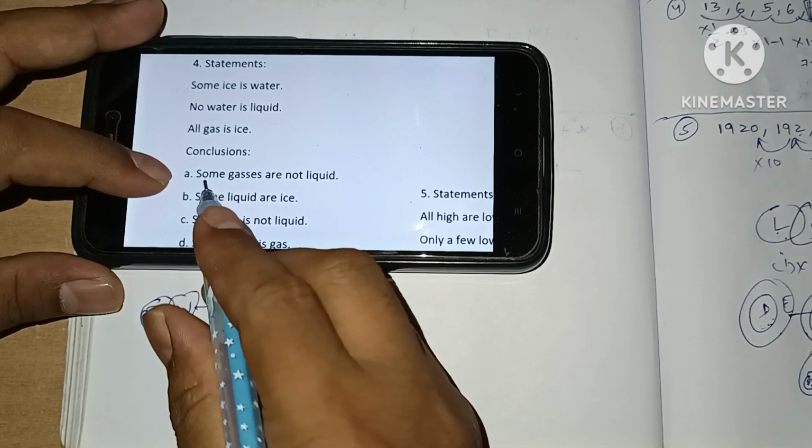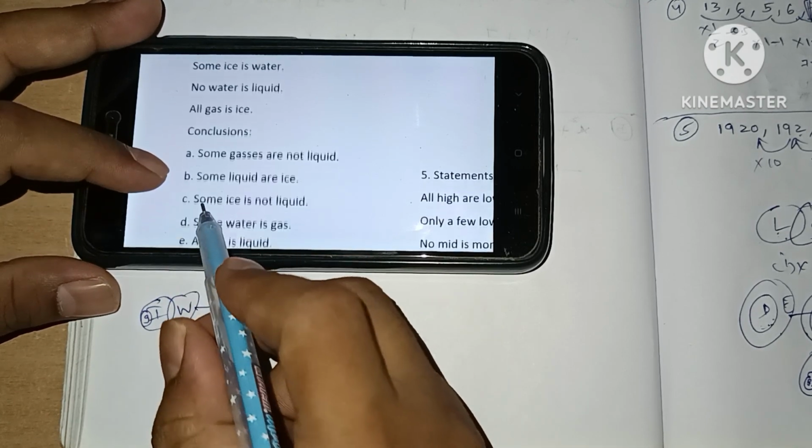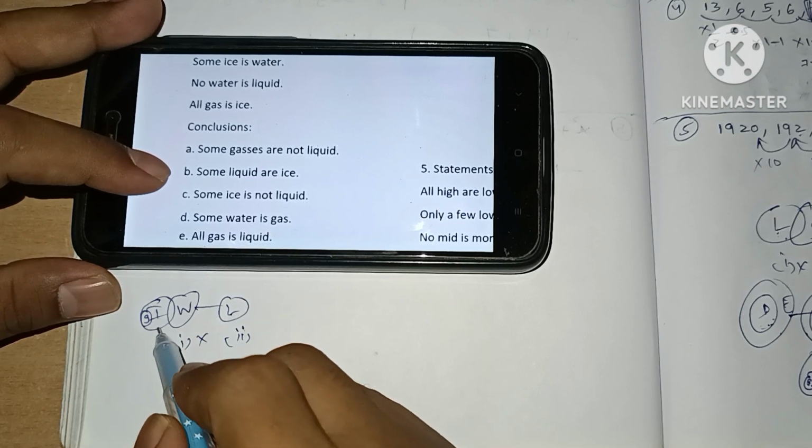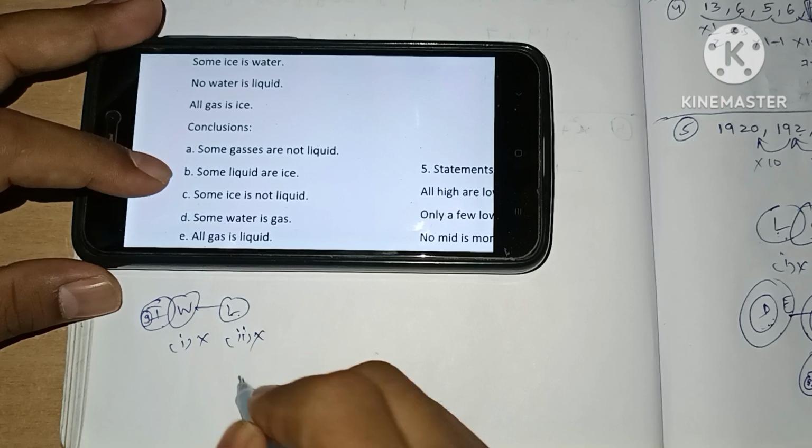All case possible means some not case will be fails. First one is false. Second conclusion. Some liquid are ice. Here it is liquid and here it is ice. There is no relation of some. So second conclusion is false.